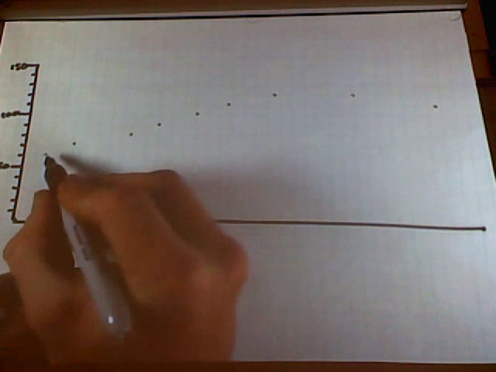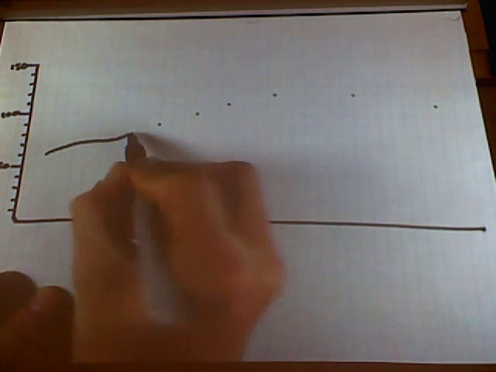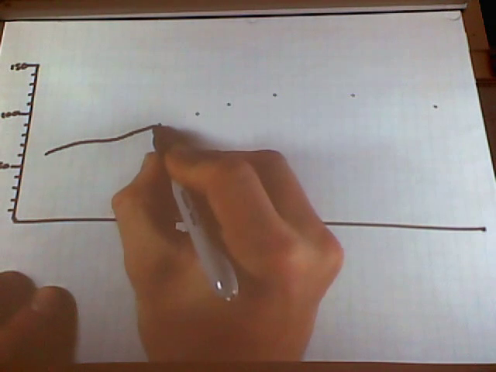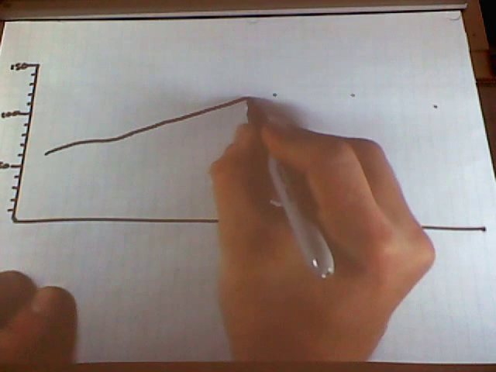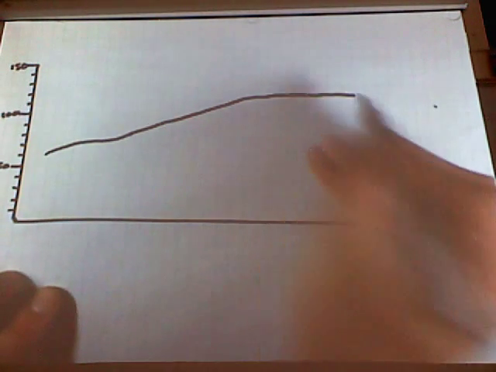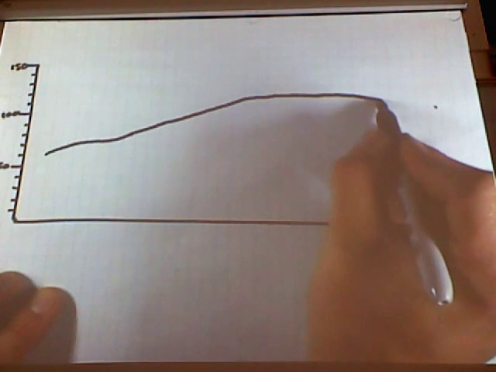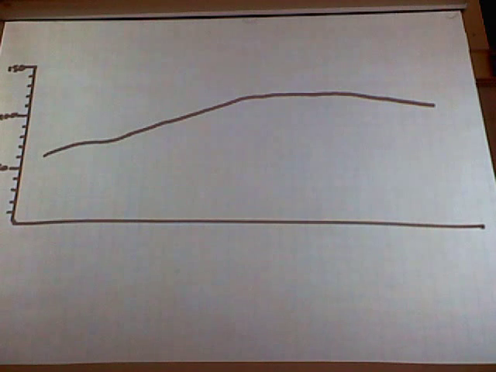So, moving forward, you do not want to do this with a ruler, you want to do this freehand. It's got to look somewhat like a hill or a mountain. And lo and behold, there's our topographic profile. That is what the mountain looks like.